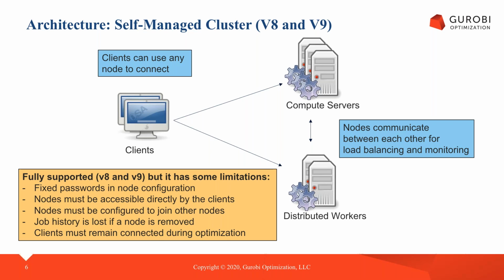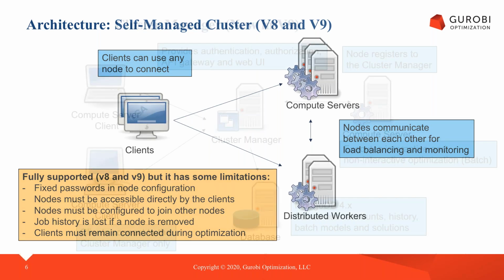For example, the passwords. The nodes must be accessed directly by the clients, and the nodes must know what the other nodes are so that they can be joined together. Also, the job history is stored on each of the nodes, and if you remove one of the nodes, then you will lose the history related to that node. Finally, the clients must remain connected during the optimization.